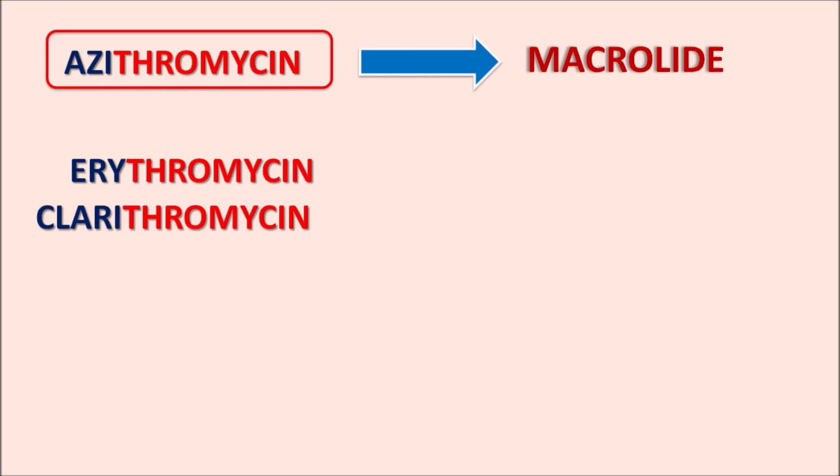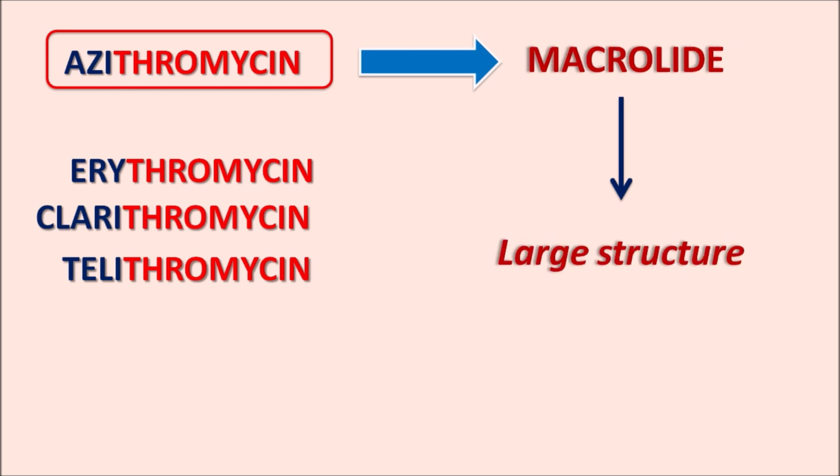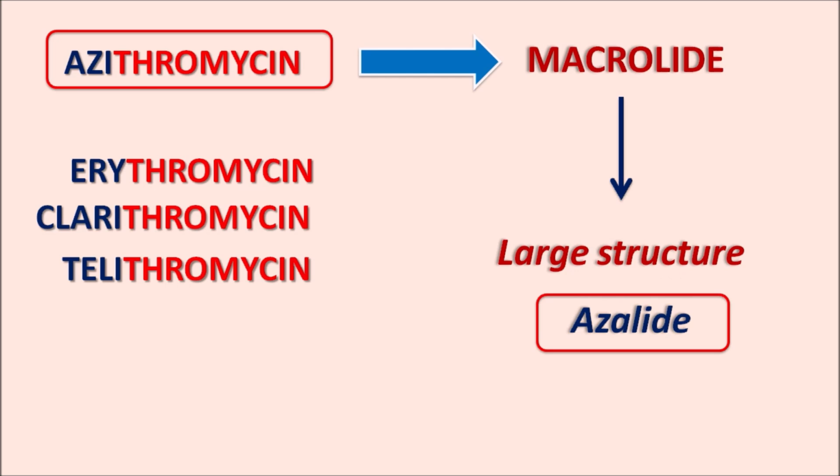And similarly, one of the ketolides, telithromycin. All these drugs have the same suffix and work by the same mechanism. Among these, azithromycin is one of the macrolide antibiotics that can be used for respiratory tract infections. Here the term macrolide indicates these drugs have a large structure, and in azithromycin, the prefix aza indicates it has the azalide structure. So today in this video we are going to discuss this azithromycin.